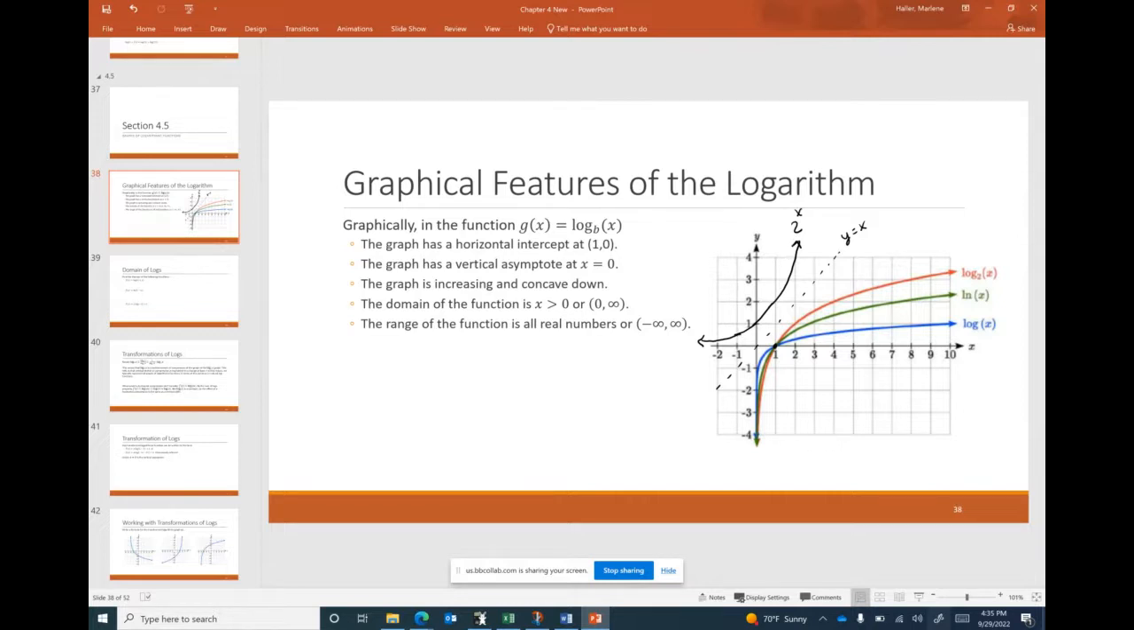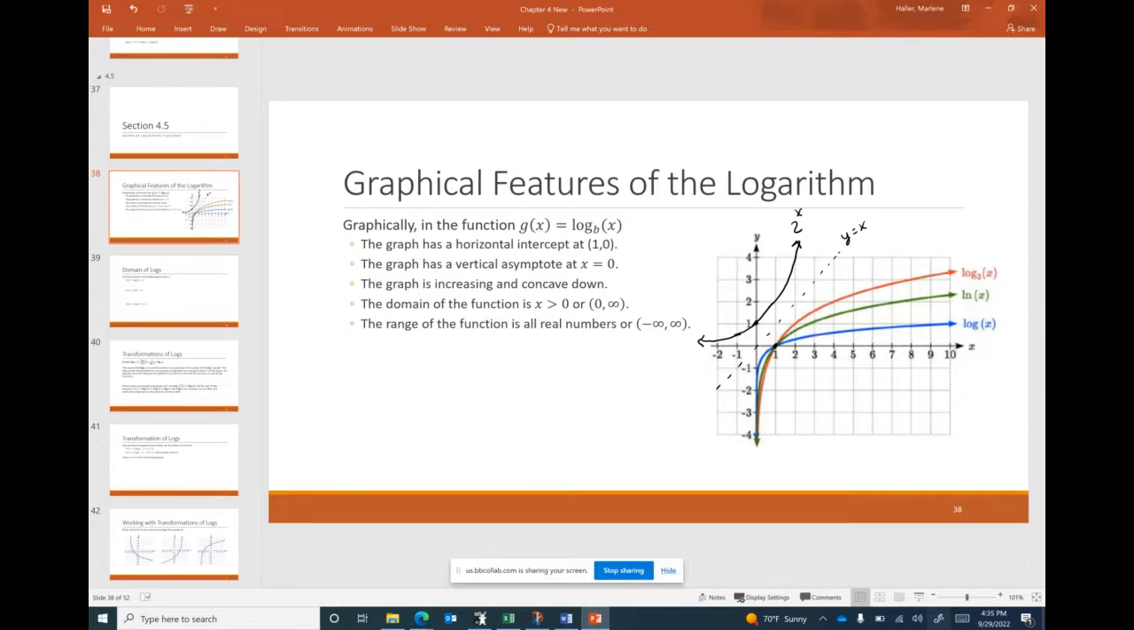Right? So the reason that we always have a horizontal intercept at (1, 0) is because it's the inverse of the exponential function, which always has a vertical intercept at (0, 1), right? Recall that inverse functions swap their domain and range, right? Or they switch their x's and y's. Inputs become outputs of one, and then those outputs become the inputs of the other.